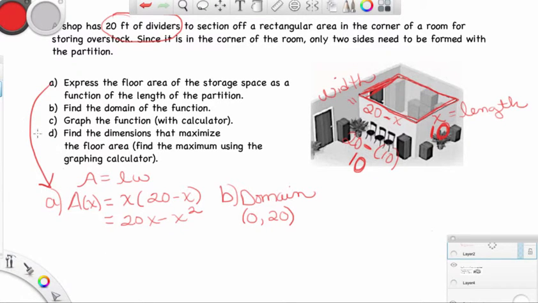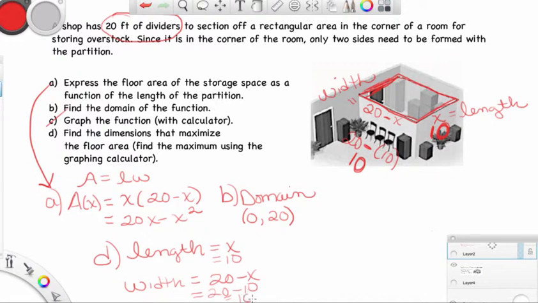Okay, so we already graphed that with C. That's done in the graphing calculator. And then D would be finding those dimensions. So your length is equal to x, which is just 10. The width is equal to 20 minus x, which is 20 minus 10, or 10. And the area that you get at an x of 10 is equal to 100.